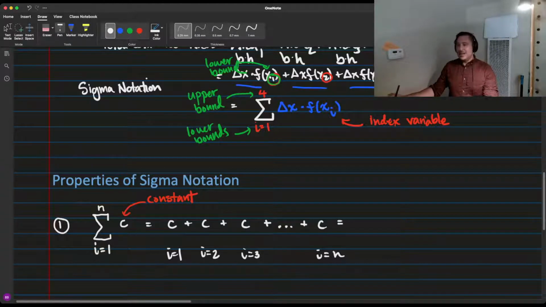Now, if you have the same number added to itself n times, that is literally just the number times n. So what we get is a rule. If you have the sigma notation from 1 to n of a constant, that is just c times n.